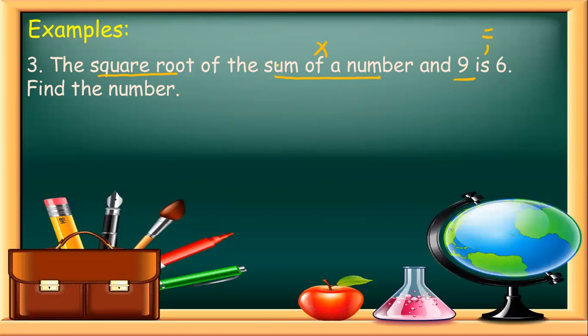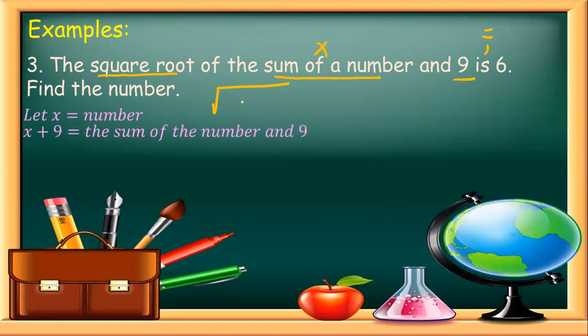Square root of the sum of a number and 9 is 6. In a mathematical equation, sum means plus, meaning you are going to add a number and 9, then put the square root. Square root of x plus 9 is equivalent to 6. So we have the same answer here for writing this sentence into a mathematical equation.